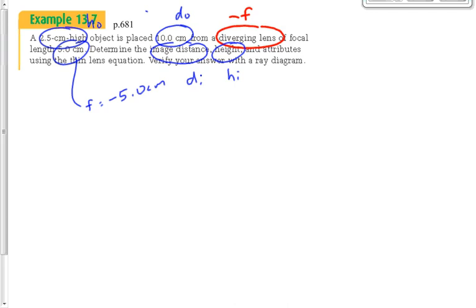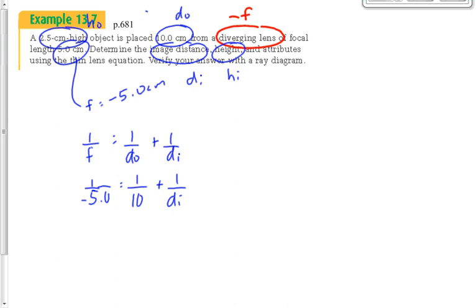Okay, let's see what we can do here. We want to find di. 1 over f is equal to 1 over dO plus 1 over di. The focal length is -5. So let's write that down: 1 over -5 equals 1 over the object distance, 10, plus 1 over di.